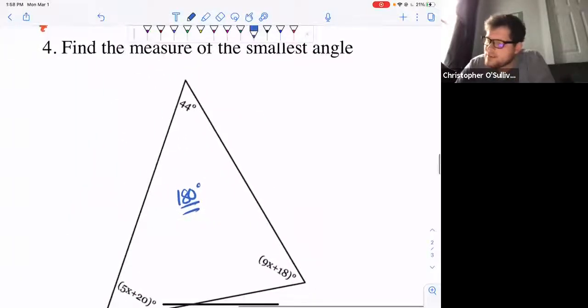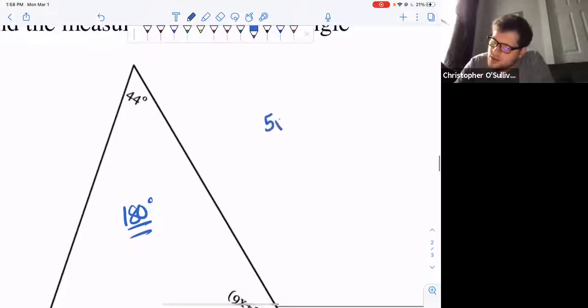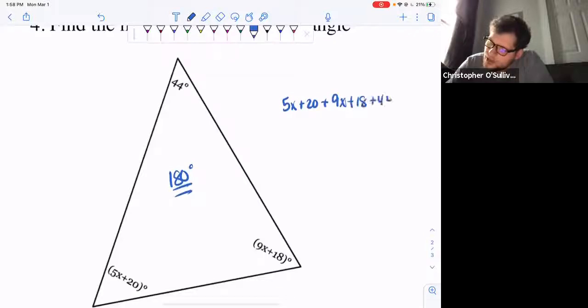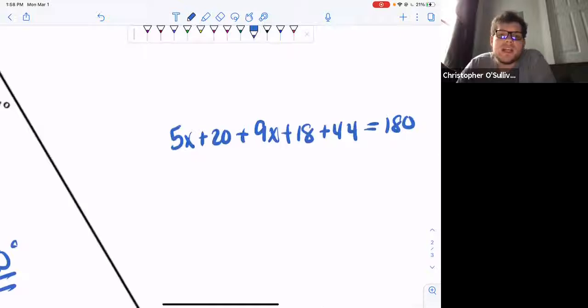So I have 5x plus 20 plus 9x plus 18 plus 44 equals 180. And looking at this, doesn't this look pretty intimidating? I think so. So what we're going to do is we're going to take it step by step and we're going to combine our like terms.